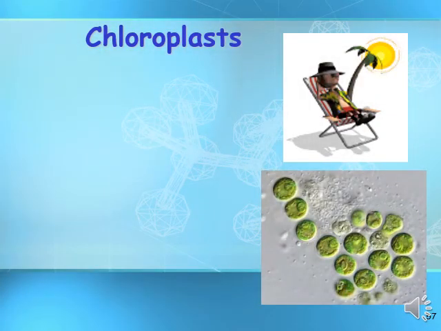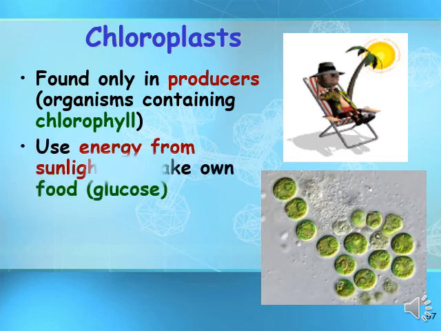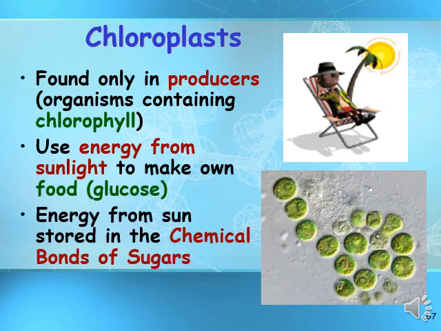This is the chloroplast here. Found only in producers, organisms containing chlorophyll, producers of carbohydrate. All green plants contain chlorophyll. Chlorophyll uses energy from sunlight to make glucose. Energy from the sun is stored in the chemical bonds of sugars. So through breaking the chemical bonds of sugars, energy is obtained by animal cells.